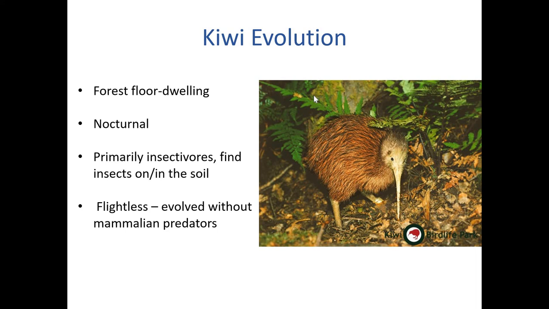Kiwis evolved to a forest floor dwelling lifestyle. They're nocturnal animals, and they're primarily insectivores. They're well adapted to run around the forest floor and find insects on and in the soil. They have a long beak with nostrils on the end, actually, so they can hunt around and find insects within the soil. They're also flightless birds, so they evolved without mammalian predators. In New Zealand, there are actually no mammalian predators that would feed on the kiwi population. So that's not something they had to worry about, evolutionarily.